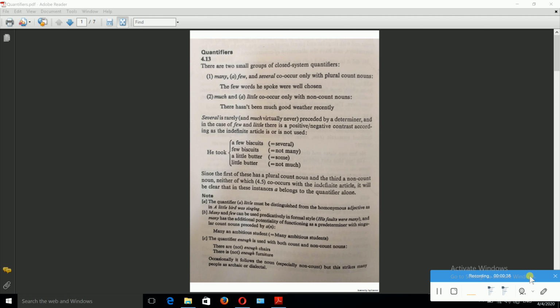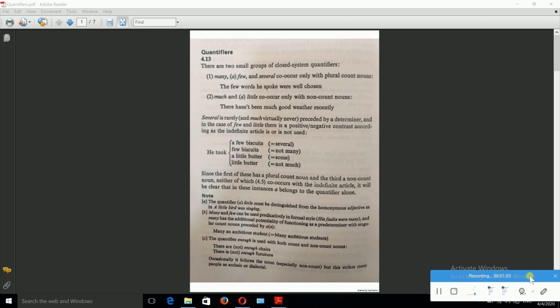For example, the few words he spoke were well chosen. As you see here, my dear student, few, okay, takes plural count noun. 2. Much and its friends, a little, co-occur with only non-count nouns. For example, there hasn't been much good weather recently.